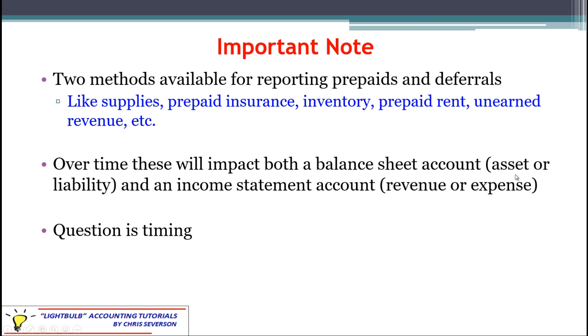The unearned portion, or the portion of the prepayment we haven't used up, is going to be in the balance sheet. The portion we've used or earned goes in the income statement account. Again, the question is about timing. When does it move to the revenue or expense account?